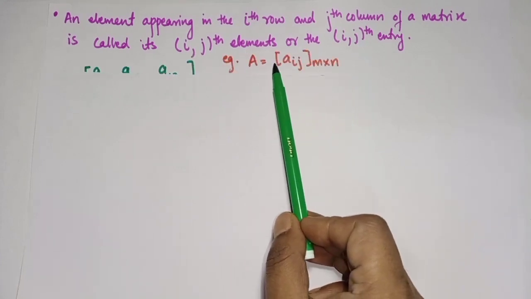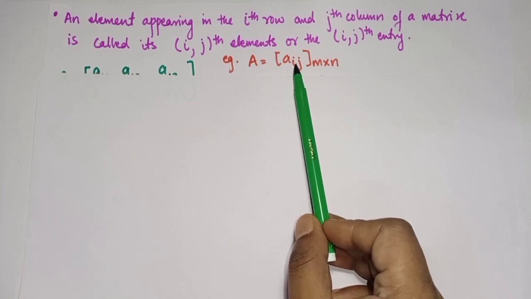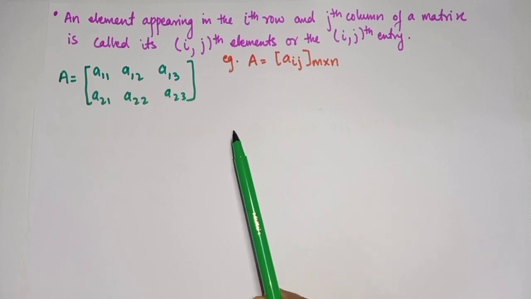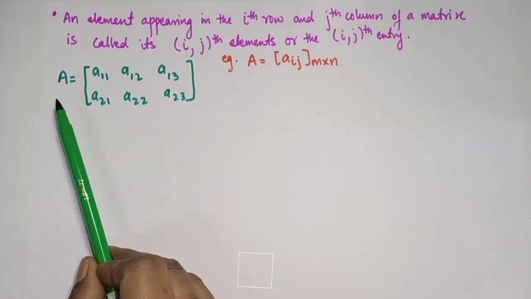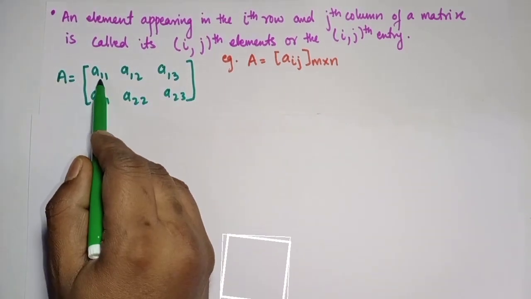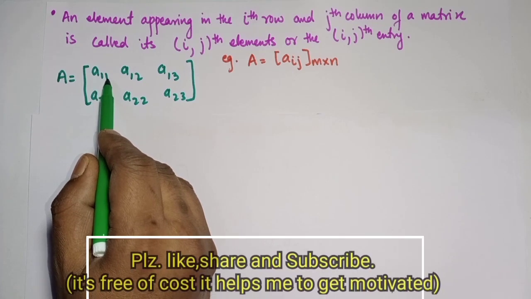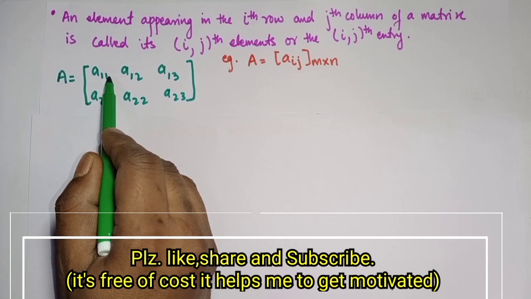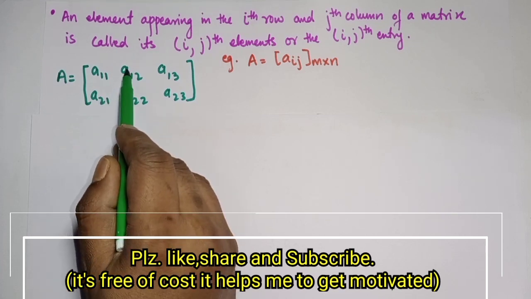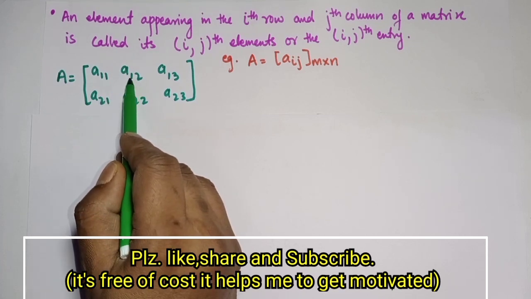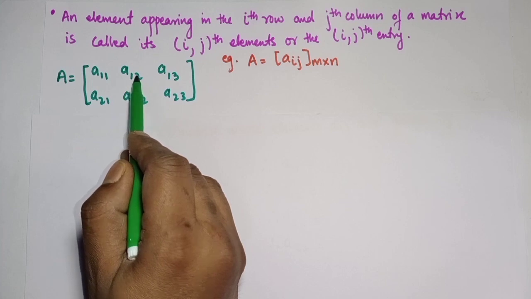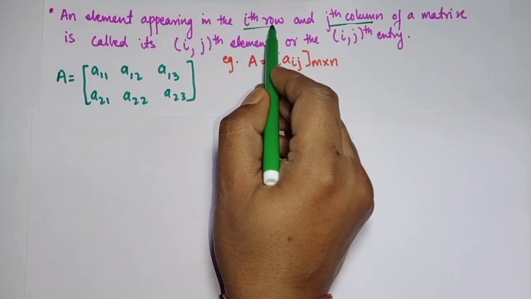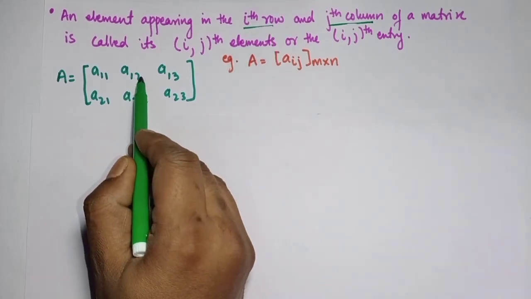It's simple. For example, A equals [Aij] m by n, so the order is m by n. What does this mean? I'll explain in this example. Suppose I have A. Now see A11: i is 1, j is 1. So what does this mean? It's first row, first column. Similarly, A12: i is 1, j is 2. So j represents the column and i represents the row. That means this is your first row, second column.